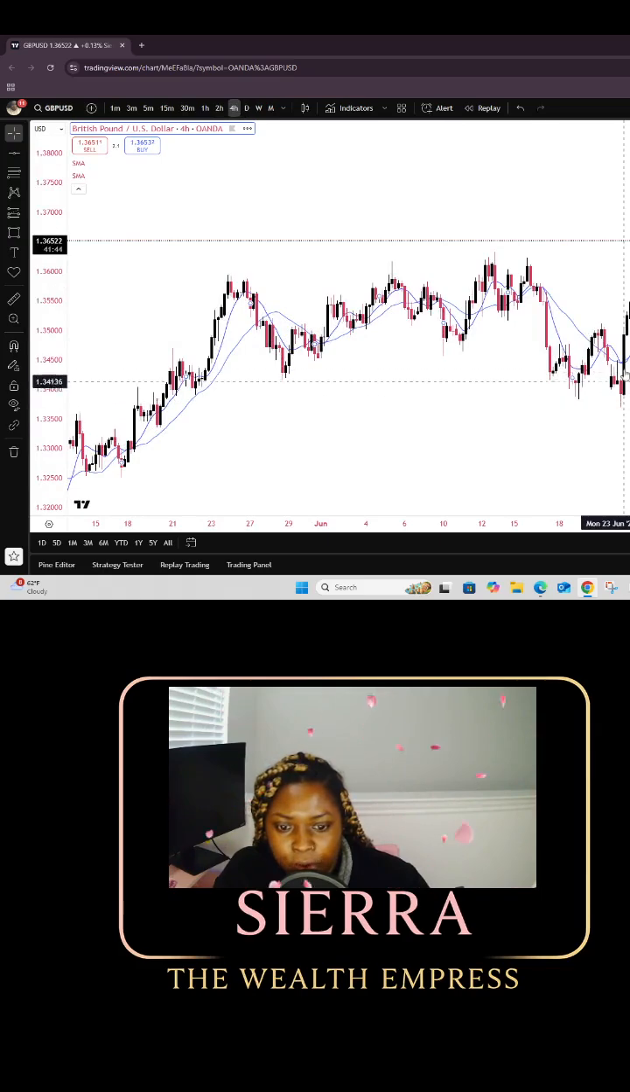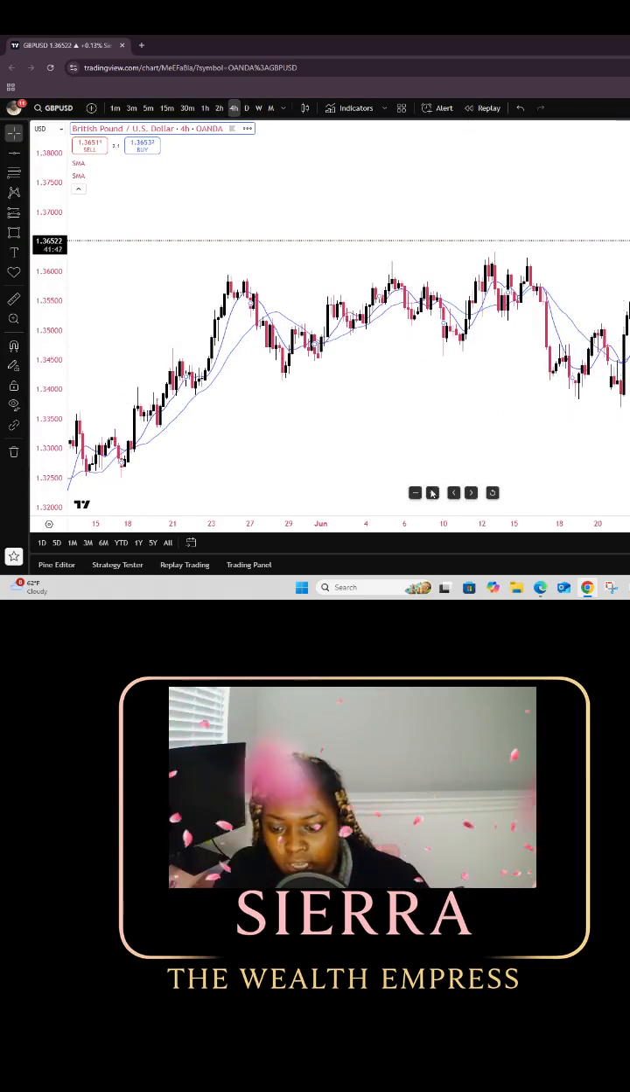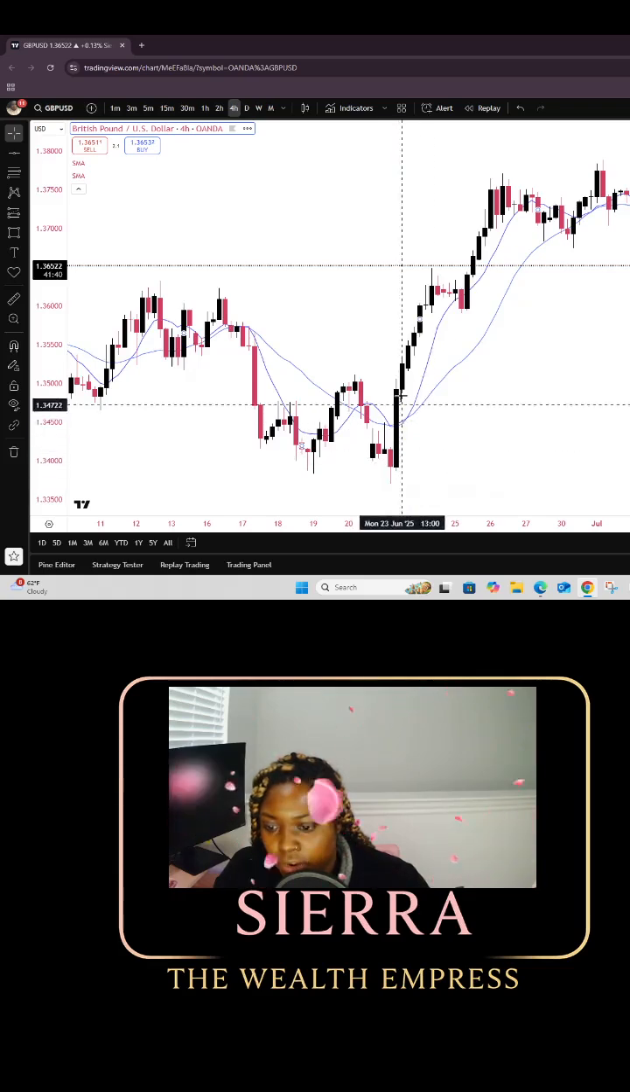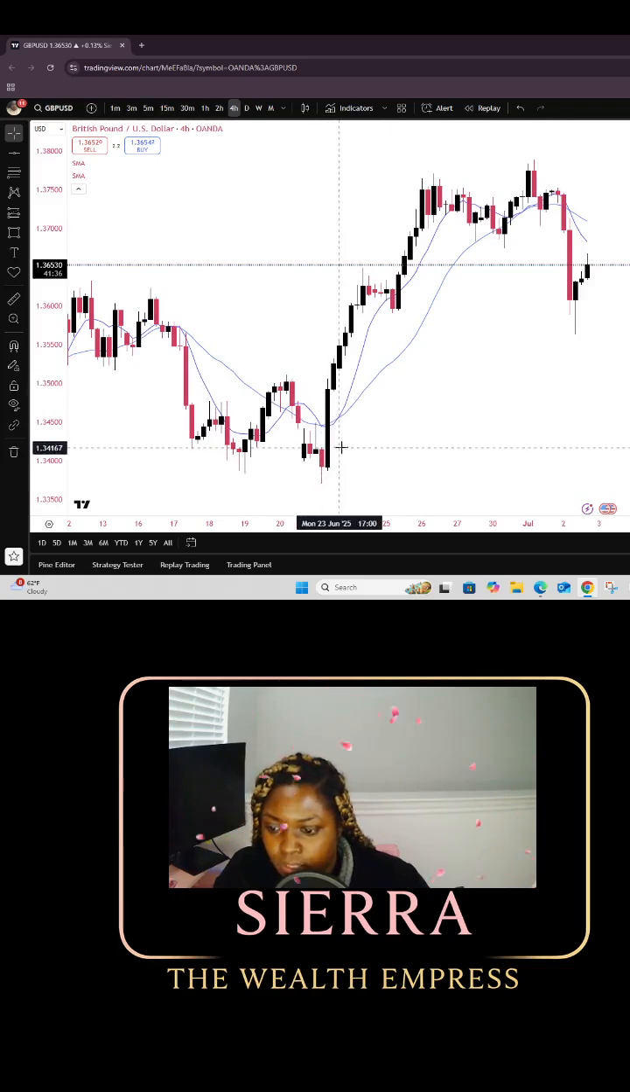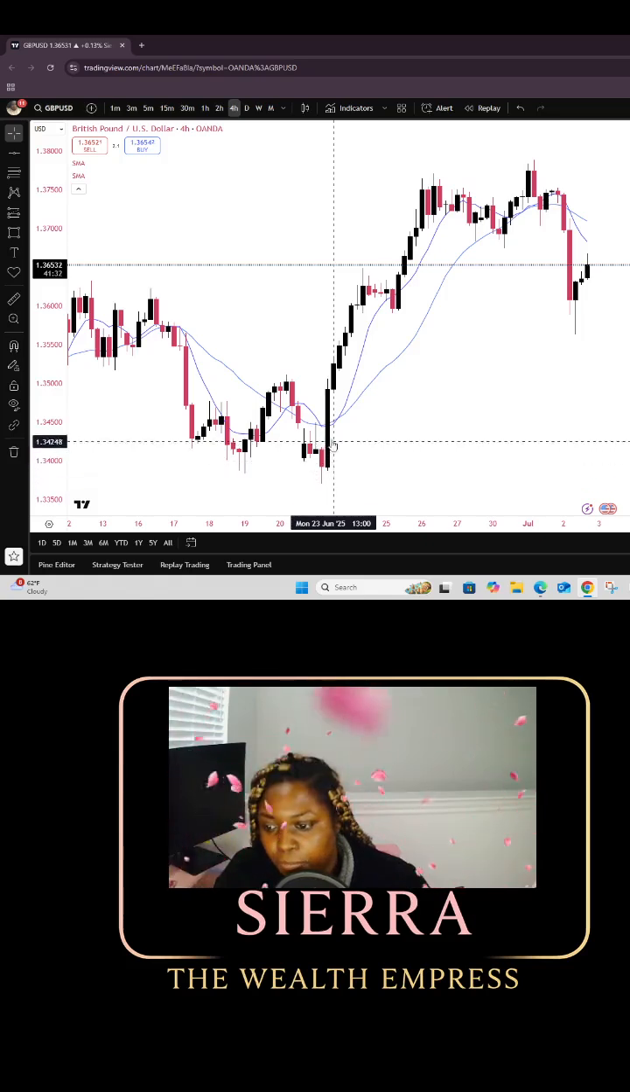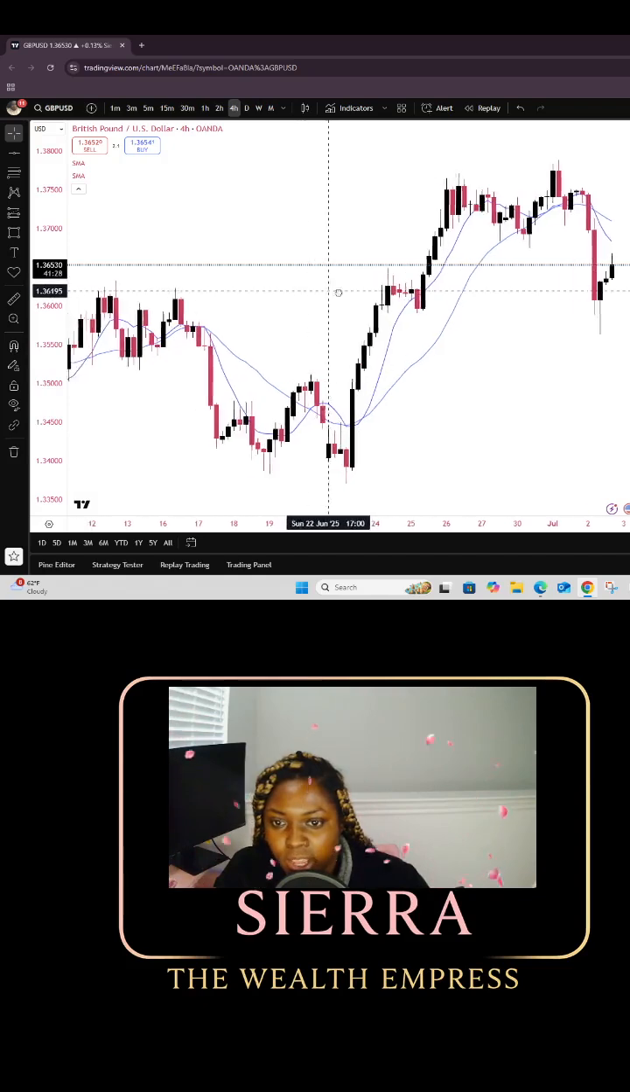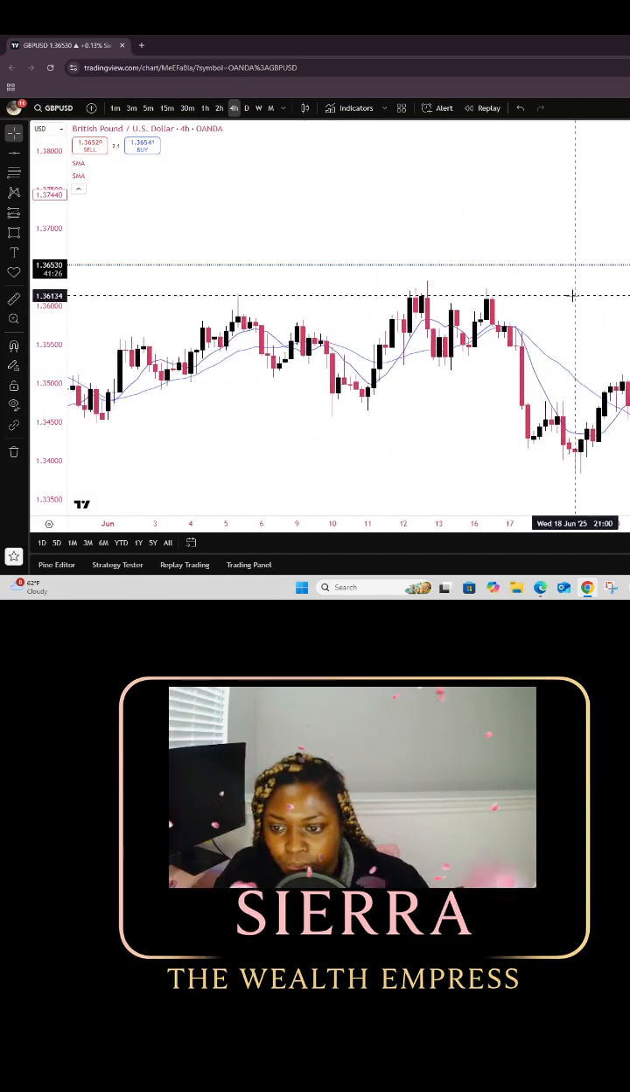See here on the 4-hour, we got a nice bullish candle. This isn't an engulfing though. This candle right here is very bullish, has all the bullish momentum, but it's not engulfing because it did not run that low. But it did get on top of the moving average. So I guess that would have been a signal.